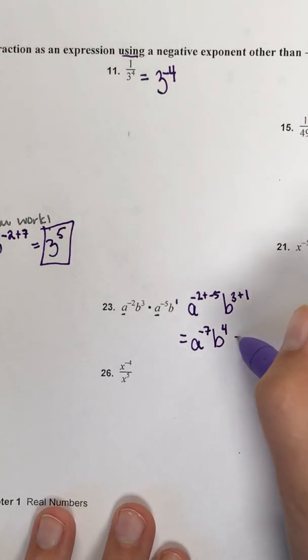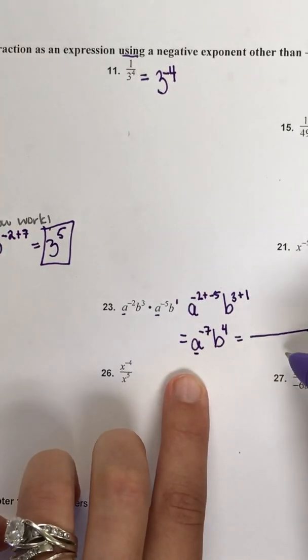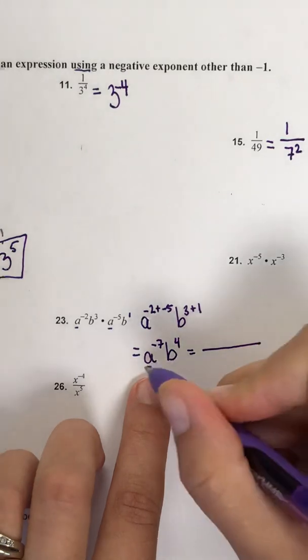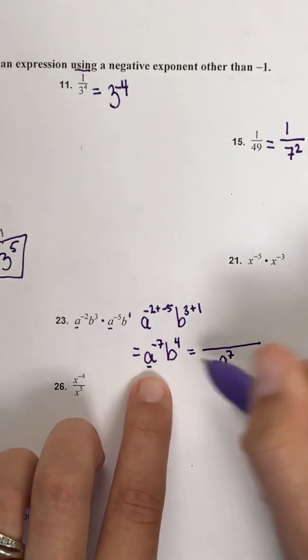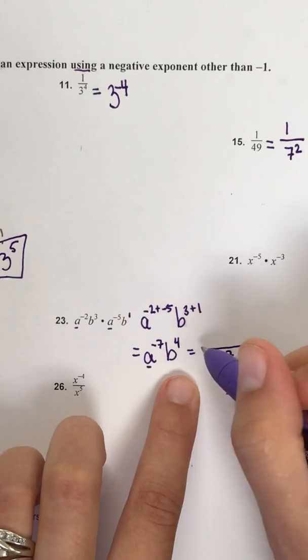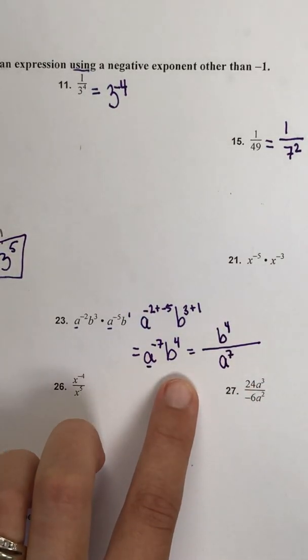So, since I see a base with a negative exponent, I'm going to draw myself a fraction bar. Anything with a negative exponent goes on the bottom of my fraction bar with the positive exponent. If it doesn't have a negative exponent, it goes on top of my fraction bar.